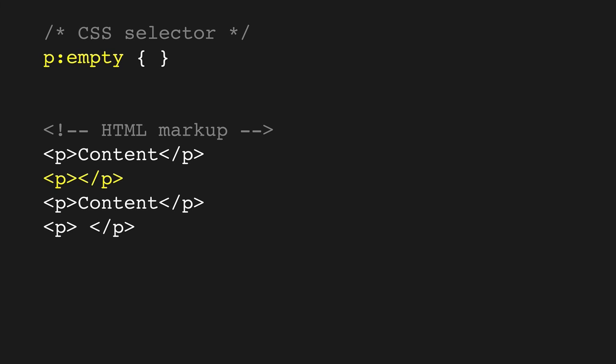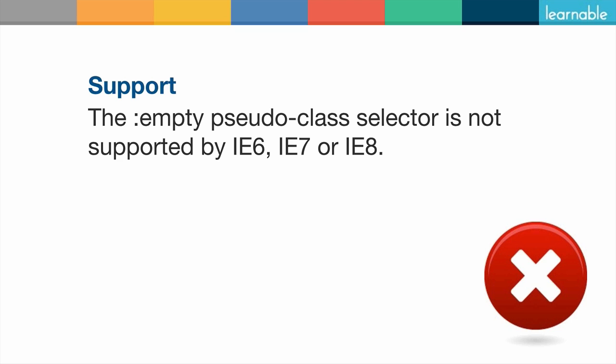So here's our selector, P colon empty. It's looking for any P element that is literally empty. Our first P has content, our second P has nothing, our third P has content, and our fourth P has a space inside. So only the second P is considered empty and would be selected. The empty pseudo class selector is not supported by IE6, 7, or 8.